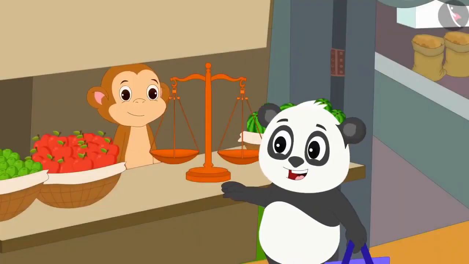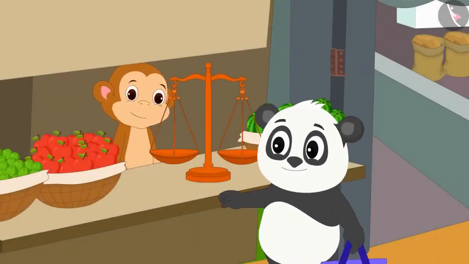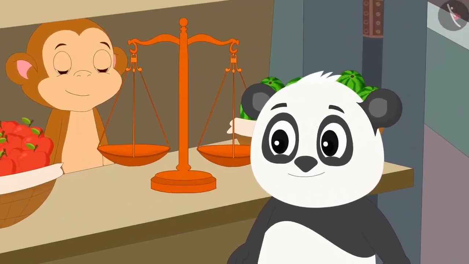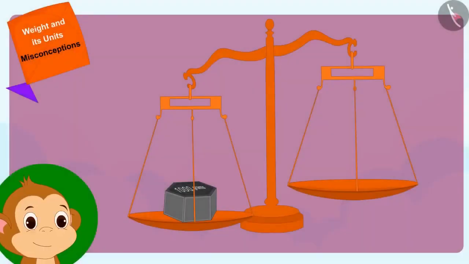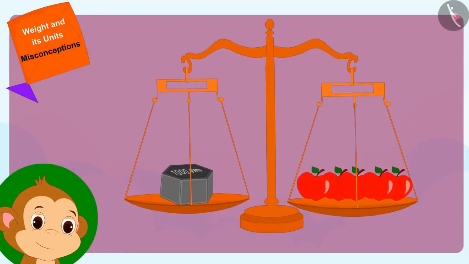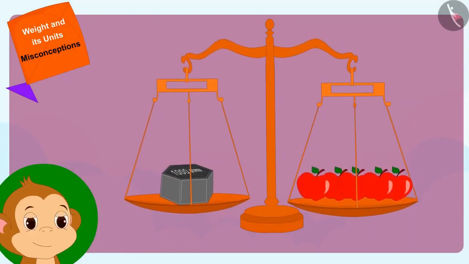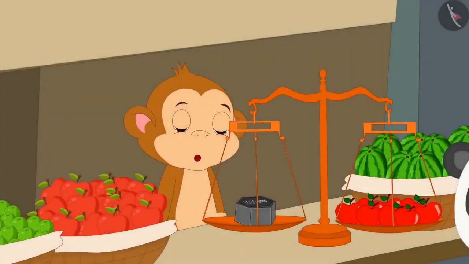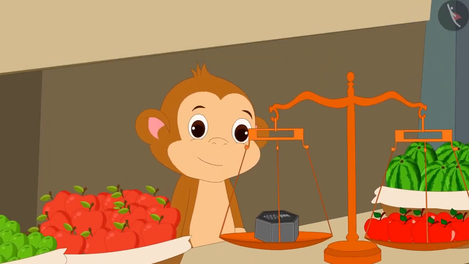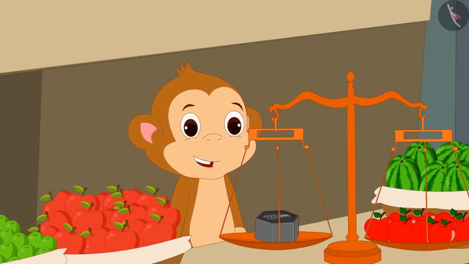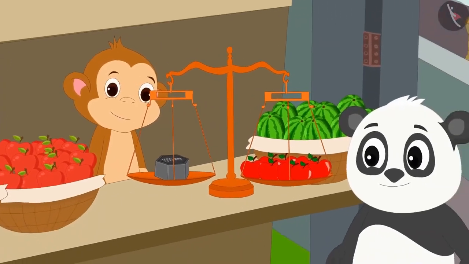Babban, give me apples for 50 rupees, please. Golu said to Babban. Babban placed some apples on his weighing scale like this. Golu, you will get 1000 grams apples for 50 rupees. Babban told Golu.